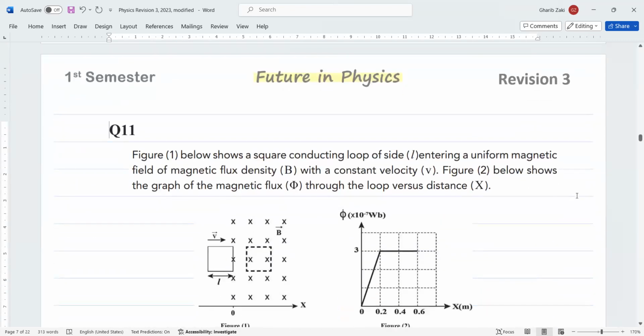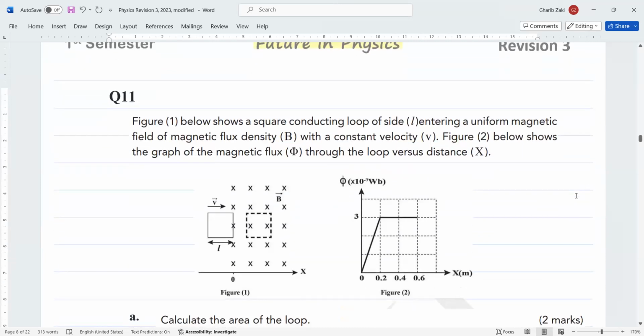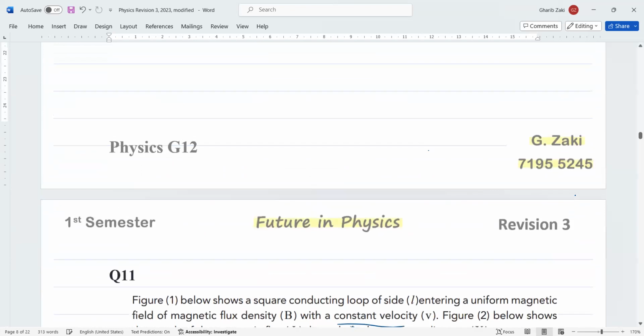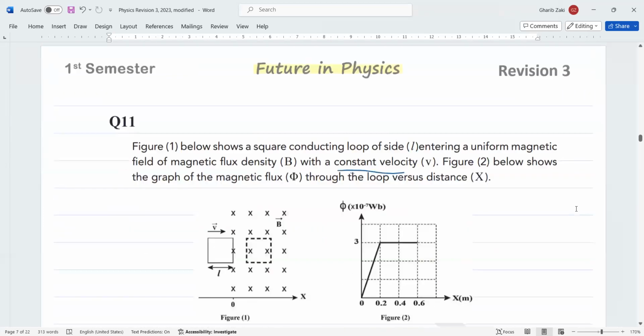Now, read that question, be careful, and try to solve it. It says the figure below shows a square conducting loop of side length L entering a uniform magnetic field of magnetic flux density B with constant velocity. So it moves with constant velocity.